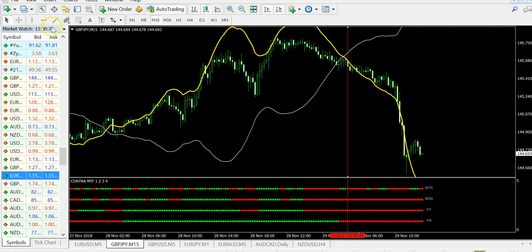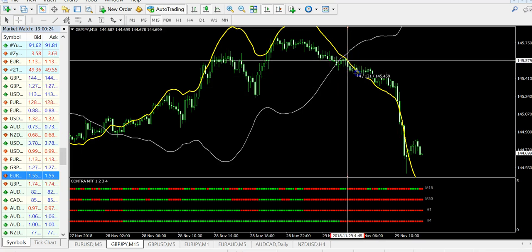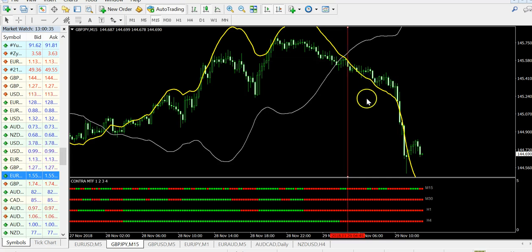For binary you can take 1 to 2 hours trade, 60 minutes minimum up to 2 hours. Okay, you see, this is one trade and we have another one.